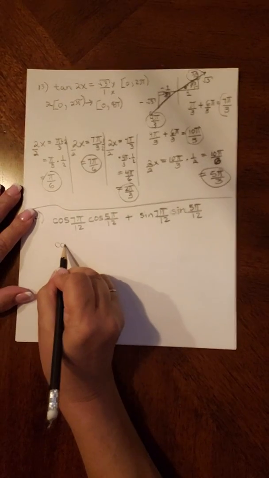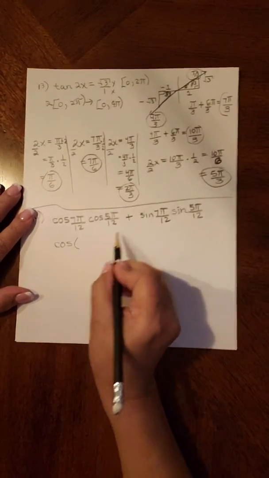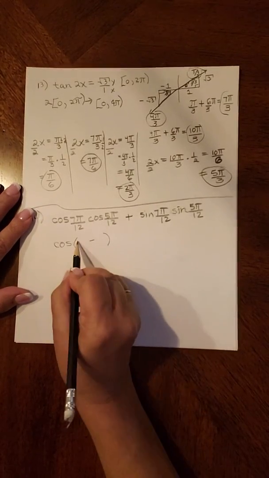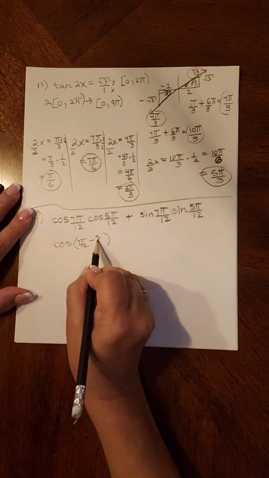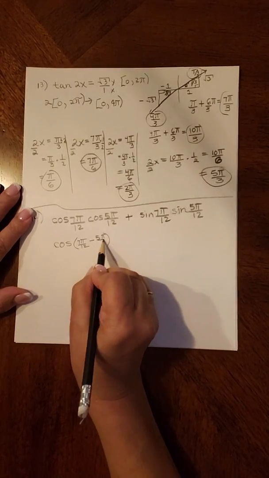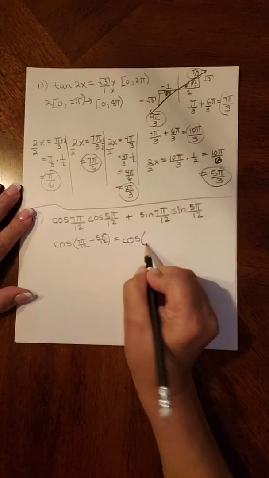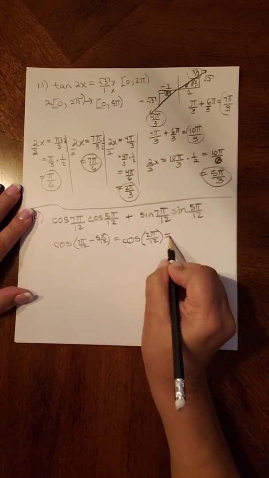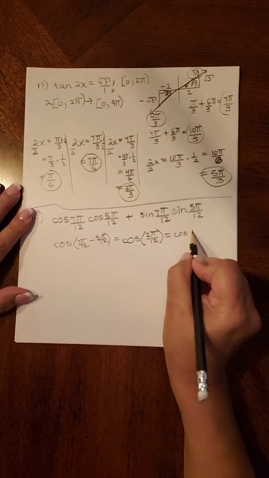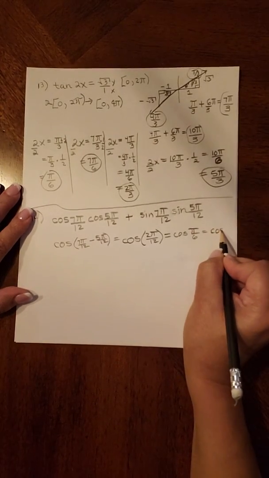Then this would be the difference formula for cosine, because the cosine formula is in the expanded version and the condensed version. They have different signs. Two angles are 7 pi over 12 and 5 pi over 12, which is cosine of 2 pi over 12, which is equal to cosine of pi over 6, or in other words, 30 degrees.